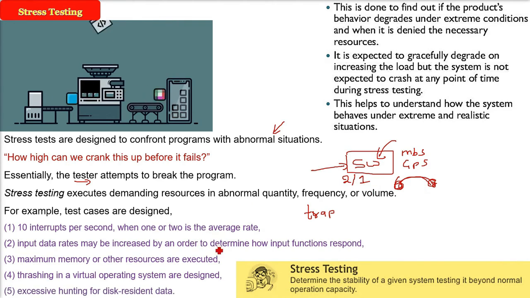And especially the disk resident data. Most of the time the system will take from RAM or the cache, but we would like the software to do it through disk. So as I said, this is done to find out if the product behavior degrades under extreme condition and when it is denied the necessary resources. So it is expected to gracefully degrade on increasing the load, but the system is not expected to crash at any point of time during stress testing.